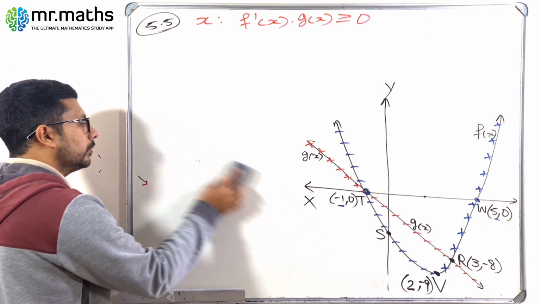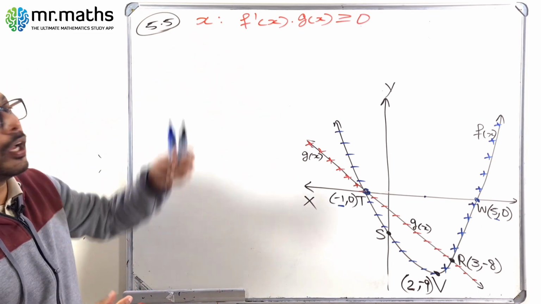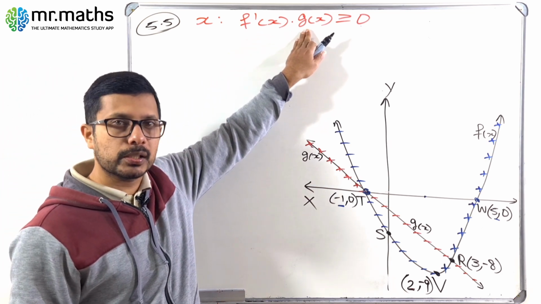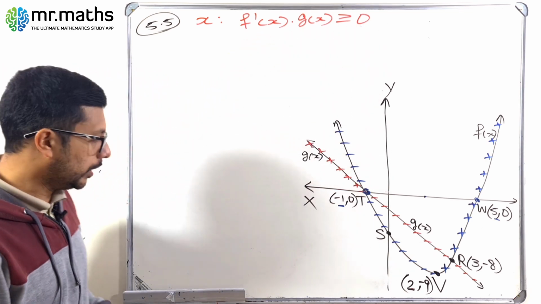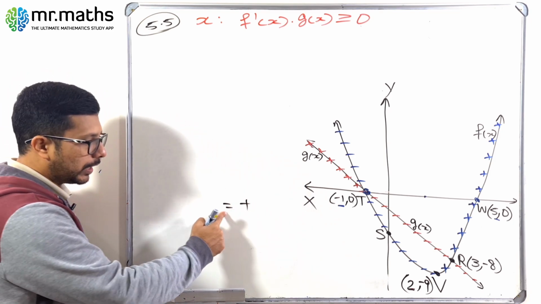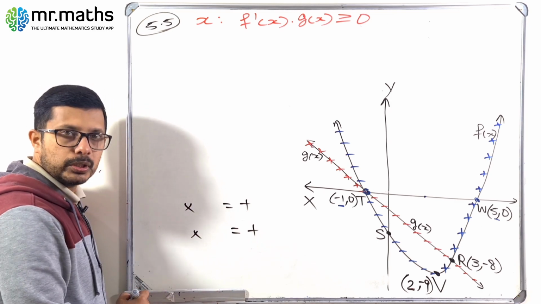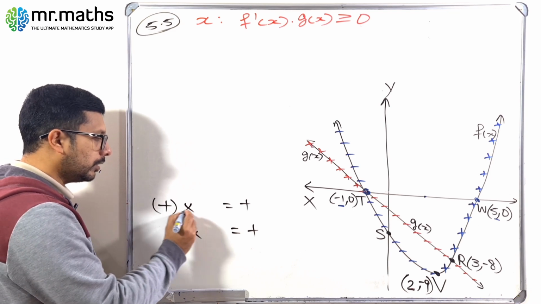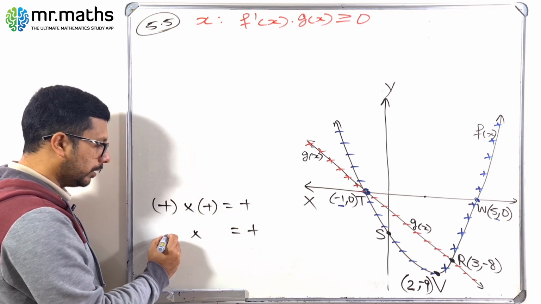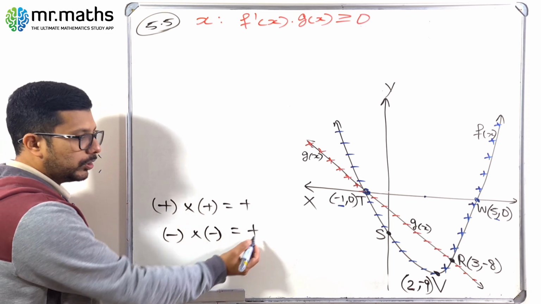Okay, fine. Now what is our question? Come back to our question. We have to find the values of x where f dash of x times g of x is positive. When you multiply two functions and you want the answer to be positive, it means that either this one and this one must both be positive, positive times positive is positive, or this one negative and the second one also negative. Negative times negative is also positive.